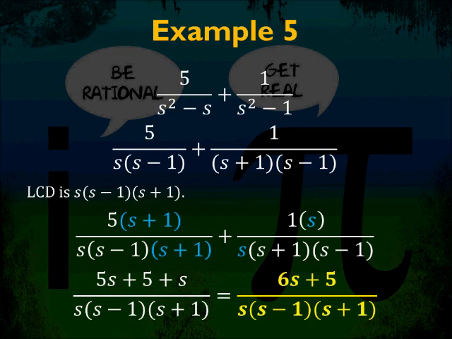So the only skill we learned today was find the least common denominator, convert each fraction to an equivalent fraction using the same least common denominator by multiplying the top and bottom by any missing factors, and then simplifying. And that's it. That's it for section 5-6.